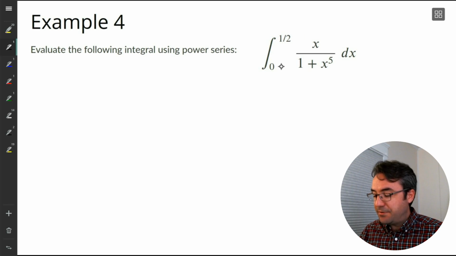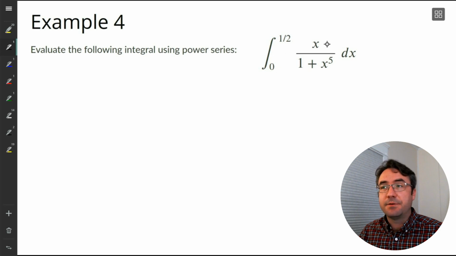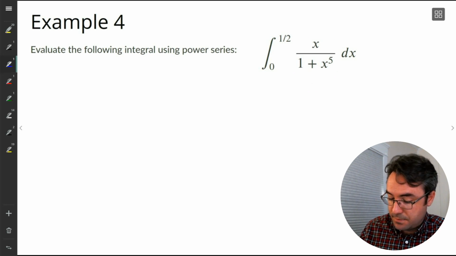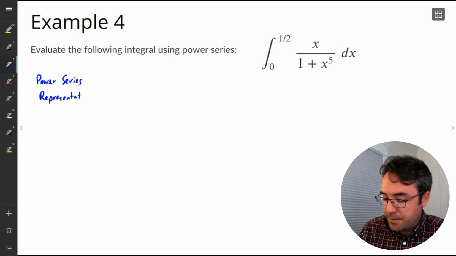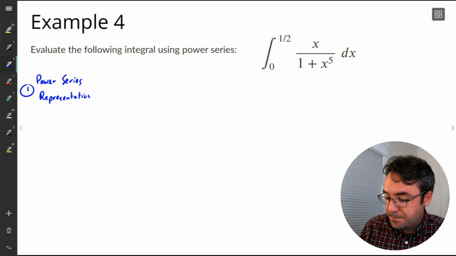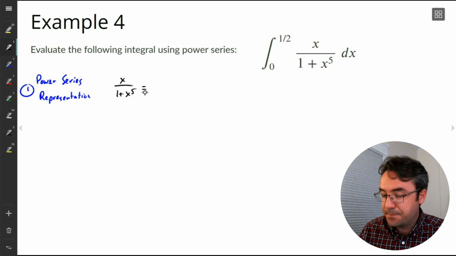All right, so we want to do this definite integral, and we're going to use a power series to help us do it. So this is the integral from 0 to 1/2 of x over 1 plus x to the power 5, integrating with respect to x. We're going to first find a power series representation for this function. It's kind of our first step here. So let's get a power series representation for x over 1 plus x to the power 5.